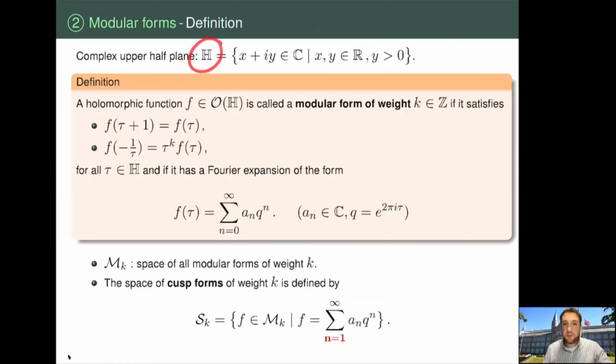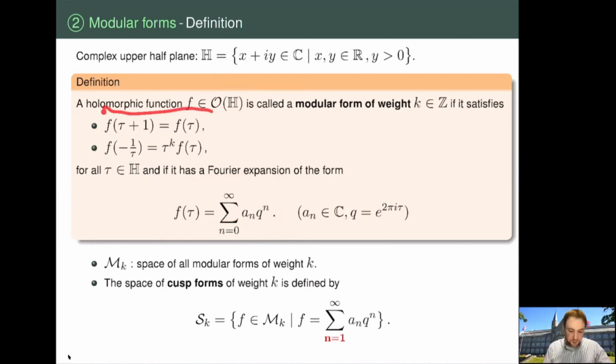So let H be the complex upper half plane, so all complex numbers with a positive imaginary part. Then a holomorphic function on the upper half plane is called a modular form of weight k if it satisfies 3 conditions. The first condition is that it's 1-periodic. The second condition is that it satisfies this functional equation here. And the third condition is that it has a Fourier expansion of this form, where the important part is that this sum starts at 0.